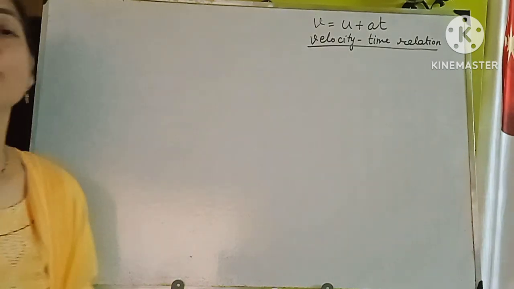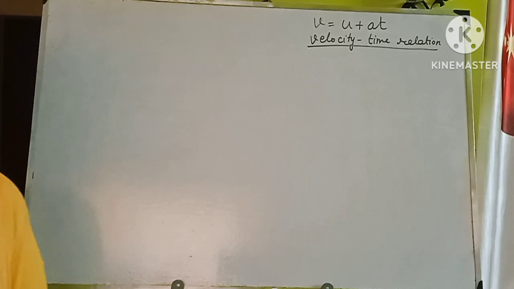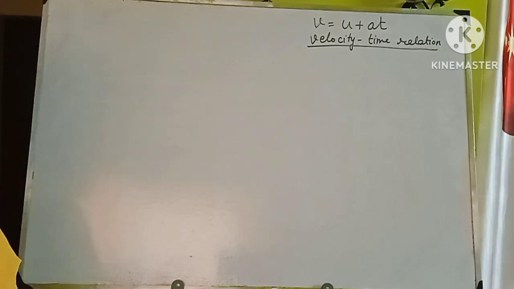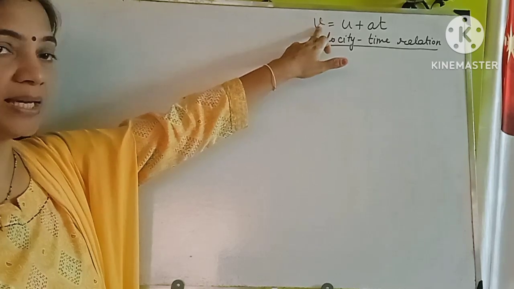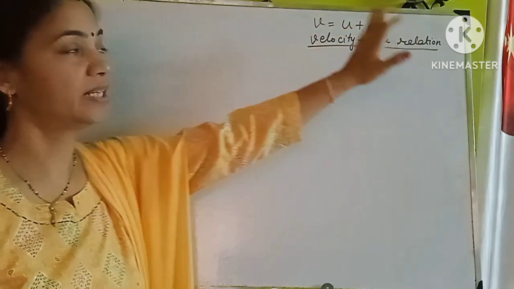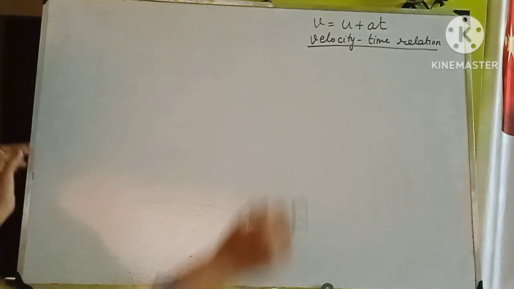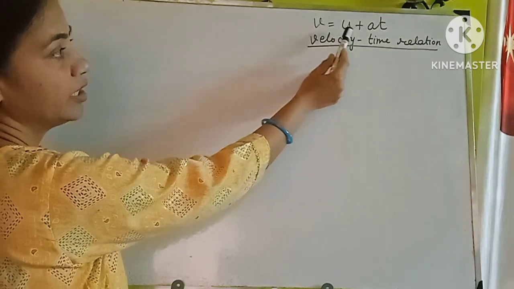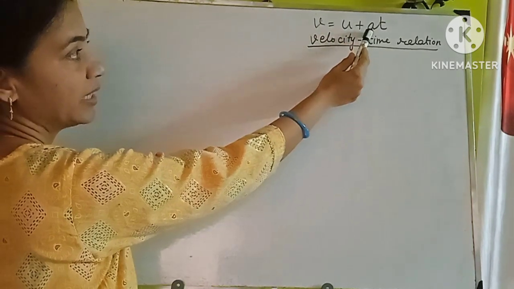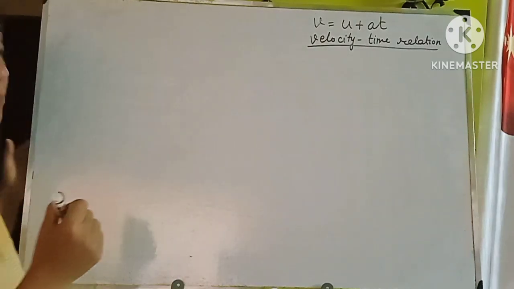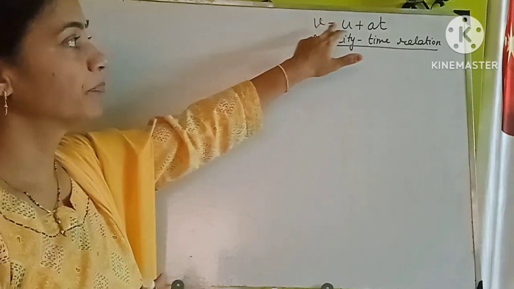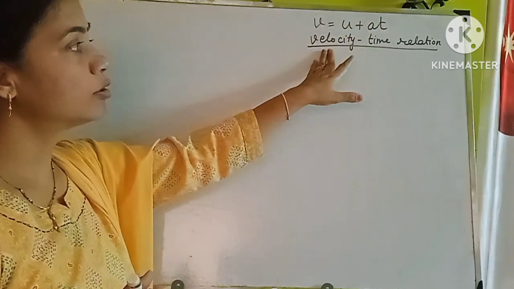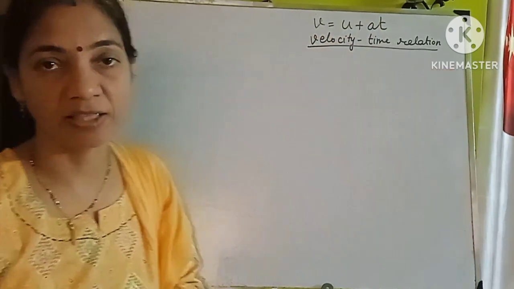Hello friends, today we are going to derive equations of motion. We'll derive the first equation of motion. As you know, the first equation of motion is written as V is equal to U plus AT. The symbols you are well aware of: V is the final velocity, U is the initial velocity, A is the acceleration and T is the time. Since this is the relation between velocity and time, it is sometimes also referred to as the velocity time relation.